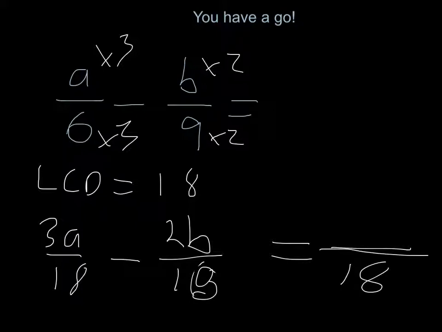Well, that's our answer. Because a and b are not like terms, they cannot subtract from each other. Therefore, we just write them like that on top of the 18. Alright, there you go. Well done, guys. So just keep watching through this one. Go back and watch it as many times as you need to, and then have a go at completing some more questions.